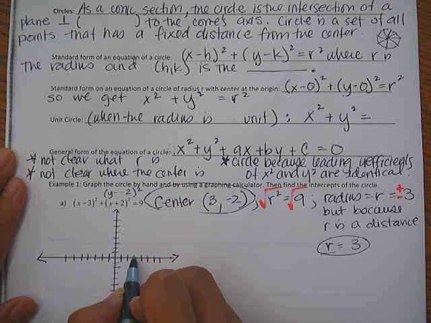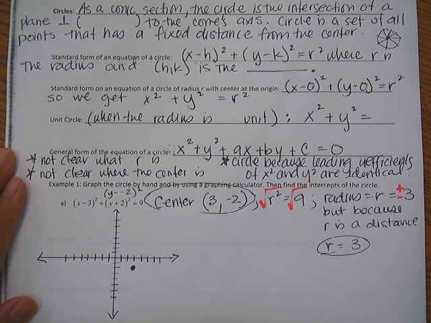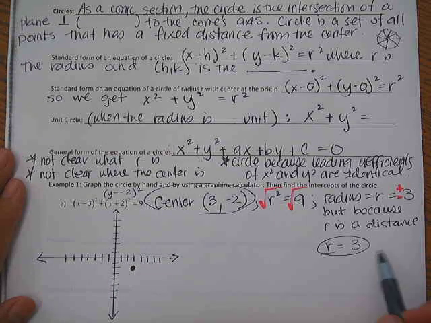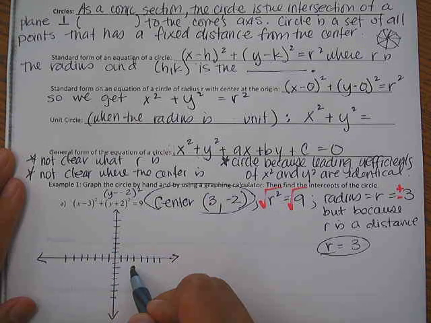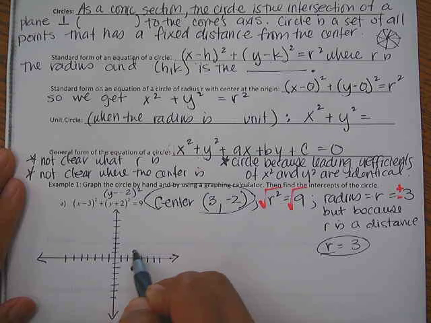1, 2, 3, and then go down to -2. This is my center. Okay, my radius is 3. That means all the way around to the center is 3 units. So what I'm going to do is go up 3. 1, 2, 3, make a dot.